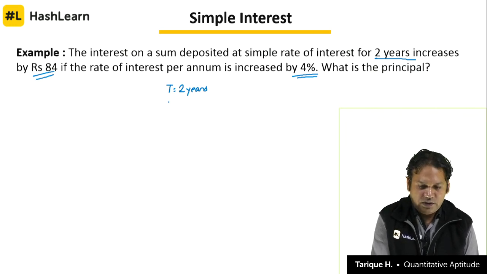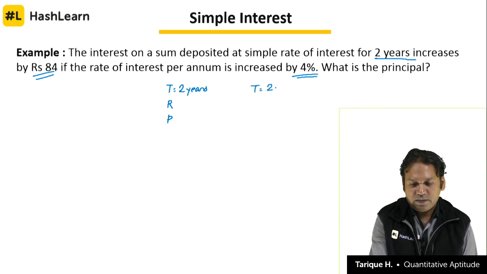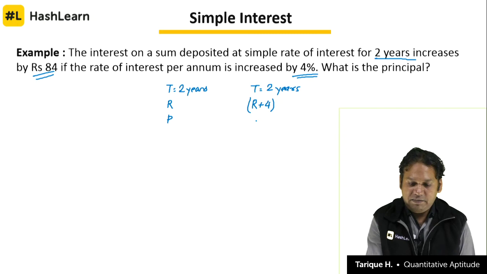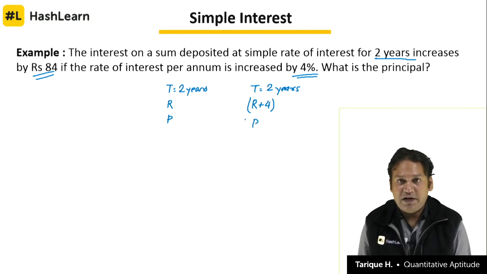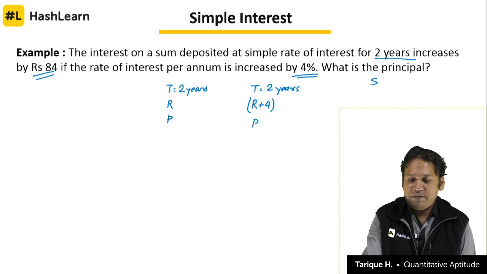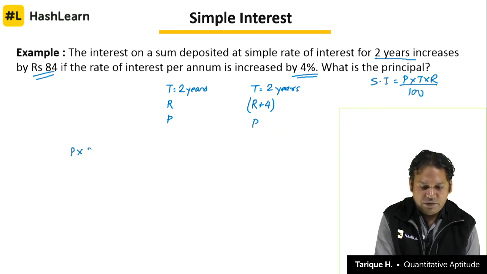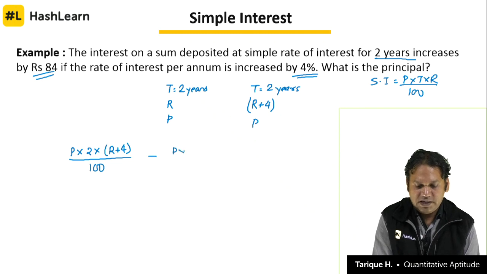So in the first case T is 2 years, R percent rate, principal is P. Second case also T is 2 years, and the rate percent is increasing by 4, R plus 4. Principal remains same and the difference is 84 rupees. So using the formula of simple interest PTR by 100, principal into 2 years into (R plus 4) by 100 is 84 rupees more than principal into 2 years into R by 100.